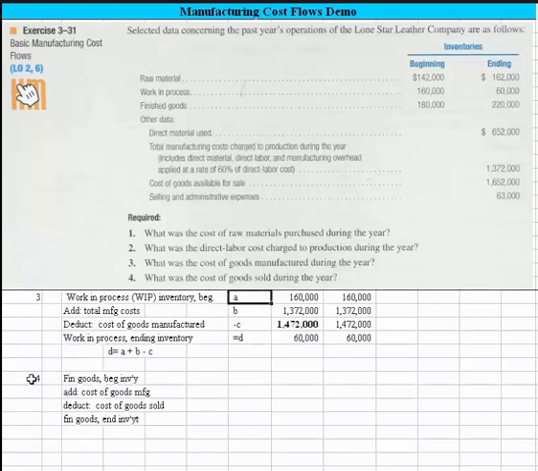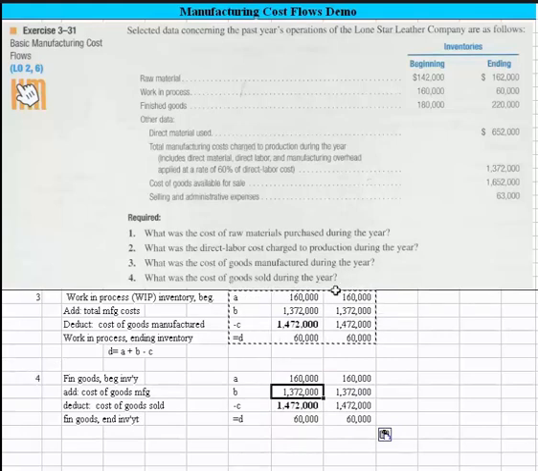Same approach, right? So why don't I just copy all of this here, and then we'll plug the information in, solving for which one we're trying to solve. All right, finished goods beginning is 180,000. Cost of goods manufactured, we've already determined, is 1472 from above. The cost of goods sold is what we need to solve for, and the ending finished goods is 220,000.